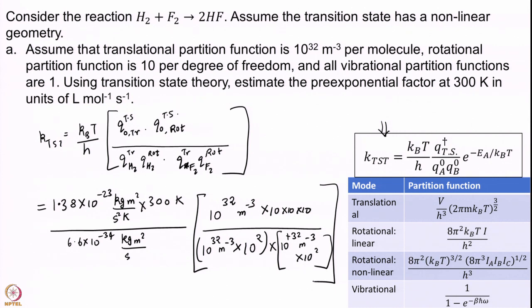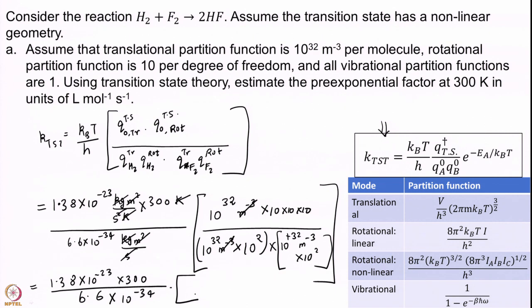Let me just pull out my notes. First, we have to make sure that our units are all right. Kilogram meter square per Kelvin Kelvin second, kilogram meter square second. So I will be left here with meter cube per second. Let me write this: 1.38, I haven't yet plugged it into a calculator, divided by 6.6 into 10 to the power of minus 34, and 10 to the power of 32 cancels with 10 to the power of 32.